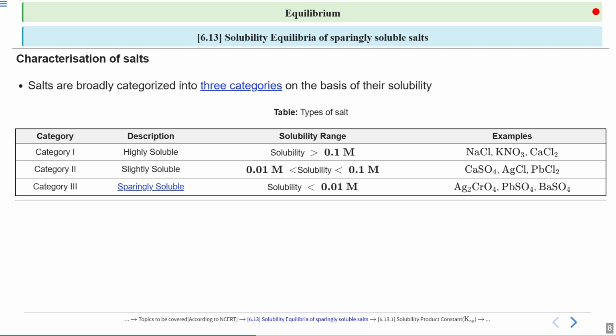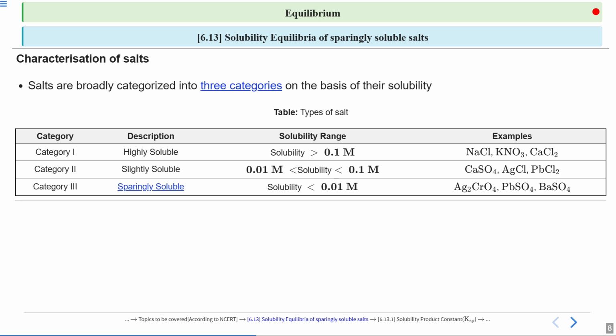We have category 1, where the salt is highly soluble and solubility is greater than 0.1 molar. This 0.1 molar is basically the molarity possible for your highly soluble salt. Then, talking about slightly soluble salt, their molarity lies between 0.01 and 0.1. We can take the examples of calcium sulfate, silver chloride, and lead chloride, right?